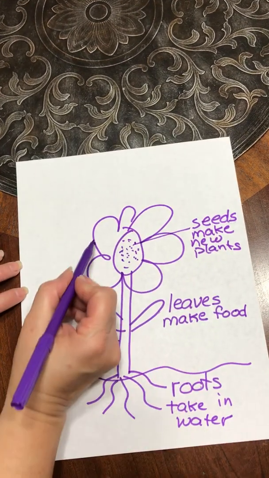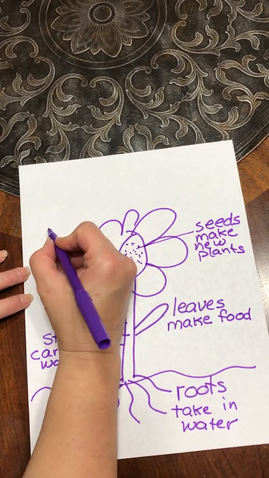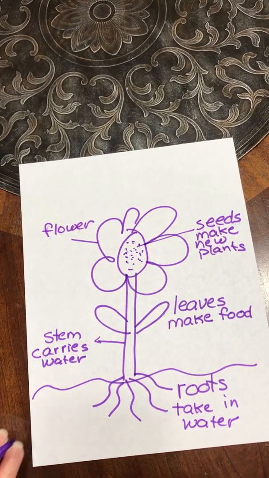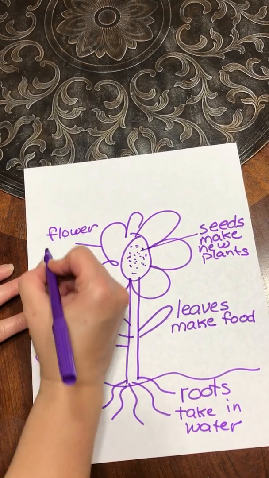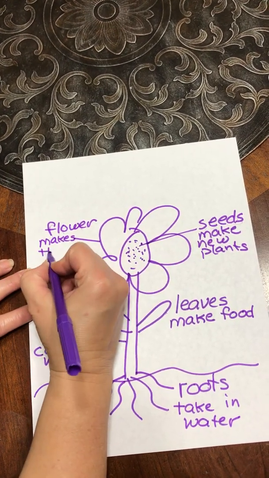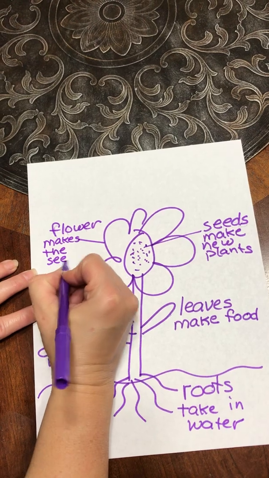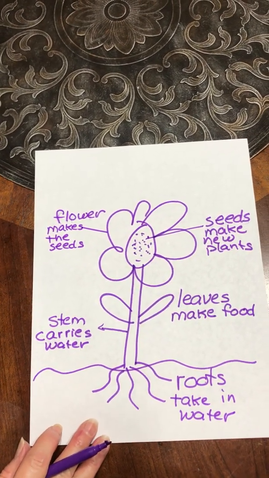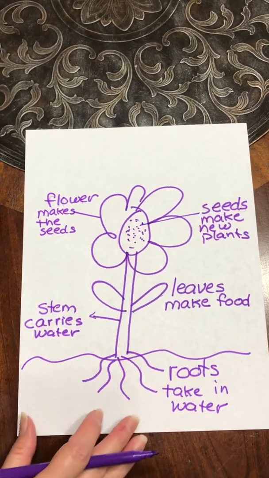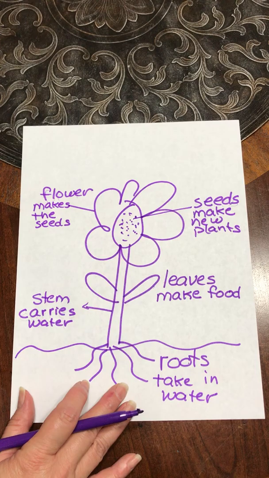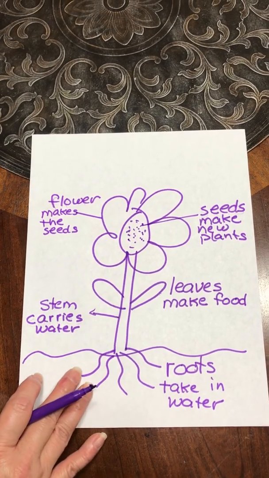And then here we have the flower. And the flower makes seeds. It makes the seeds. Now, one thing I also wanted to mention, now remember, plants are not just flowers. Plants can also be trees, bushes, grass. Those are all examples of plants.